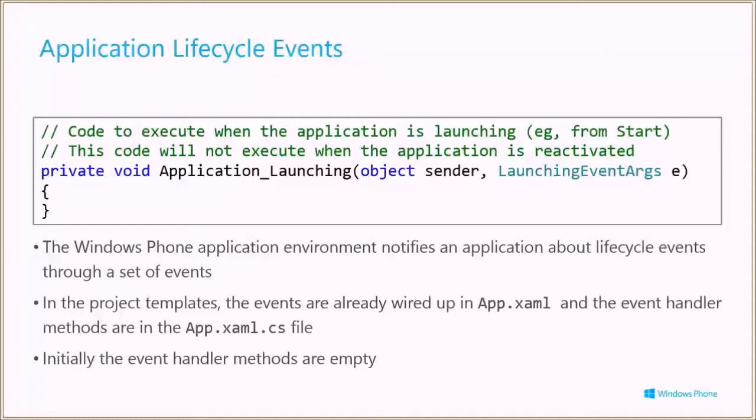So each of the key lifecycle events has an event, and you write that event handler in the app.xaml.cs or .vb file placed in your project. The Windows Phone application environment notifies an application about these lifecycle events, and in the project templates you'll find these in the app.xaml file. Initially these event handler methods are empty, and that's what I'm going to use in my demo.